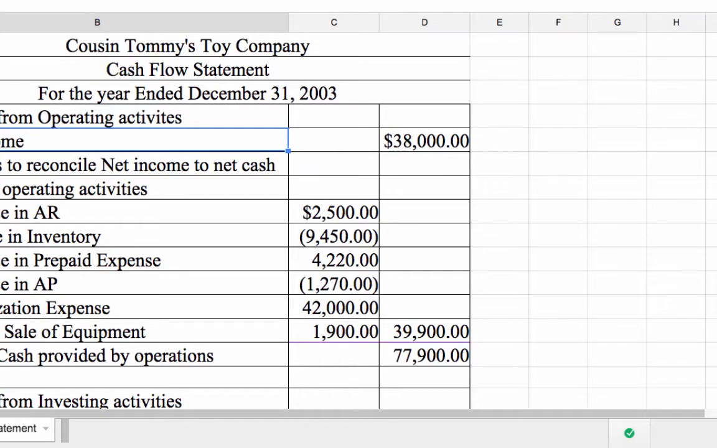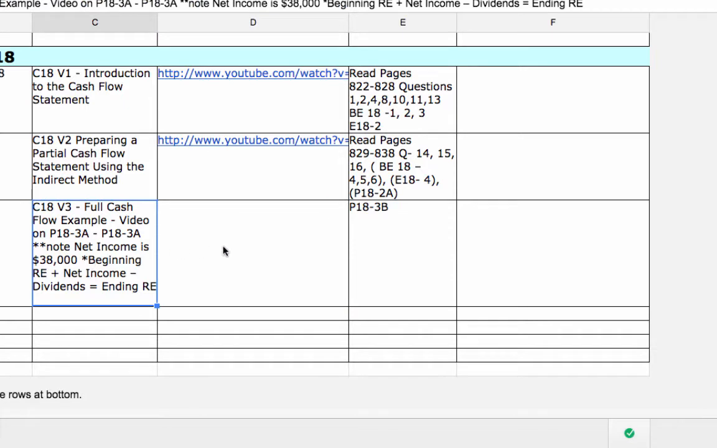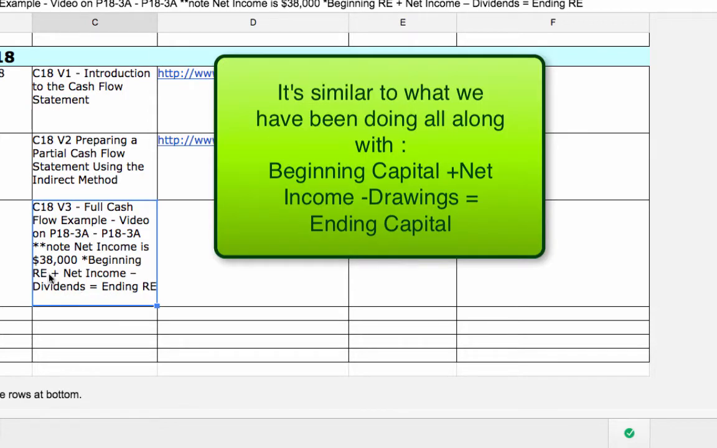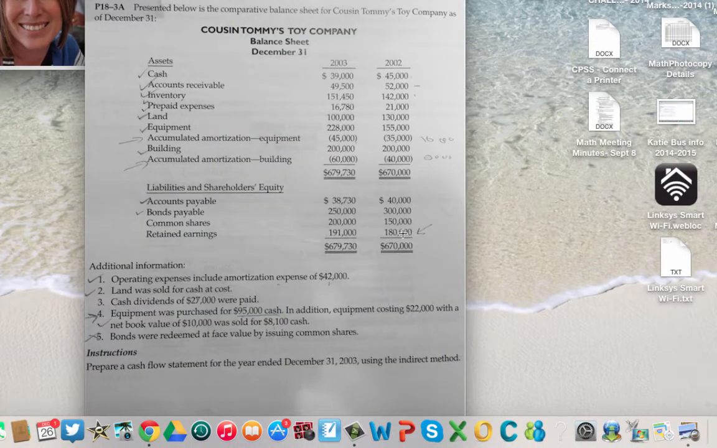let me just show you how we did this really quickly. I put here in the note beside where I'm going to put this video when I complete it: problem 18-3A, note the net income is $38,000. How do we get that? If you know the formula, beginning retained earnings plus net income, because retained earnings is all net income over time. So whatever you had in there at the beginning of the period, plus net income, minus any dividends given, equals ending retained earnings. If you calculate that, we would have had retained earnings at the beginning of the period of $180,000.